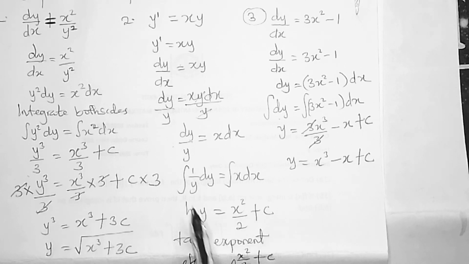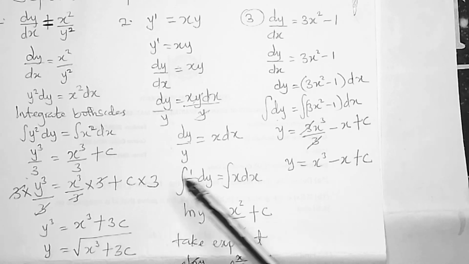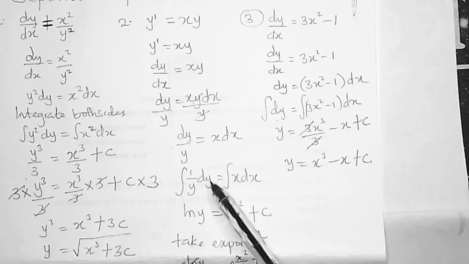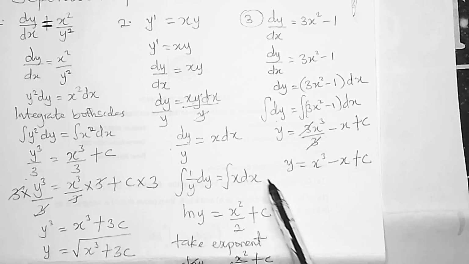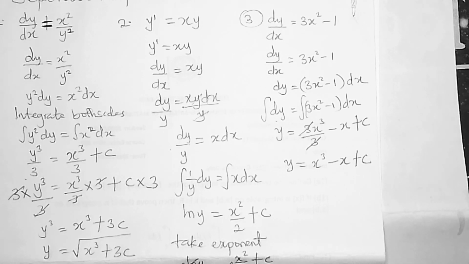You are going to have dy over y, which is the same thing as saying 1 over y dy. Because if I integrate 1 over y, I can get ln y. So that is why I have to turn this to 1 over y dy, then the integral of x dx. Now, I know that if I integrate 1 over y, I will get what?